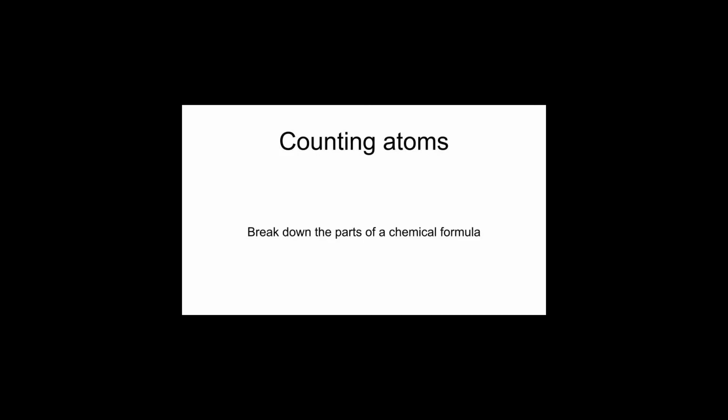So in the first part of our review, we're going to take a look back at how we count atoms and break down chemical formulas, how we can identify the different parts of a formula, the different elements, and how many atoms of each element there are in a particular compound.